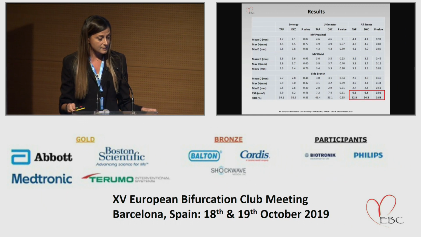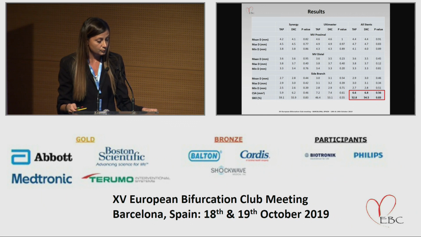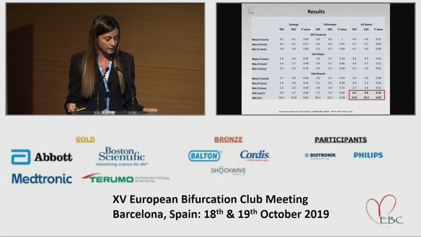Then we analyze all the diameters, so the mean, the maximum, and the minimum diameter, both in the main branch and the side branch. And we then calculated the cross-sectional area and the side branch obstruction for the side branch. And as you can see here, we did not find any statistically significant difference between the two techniques.